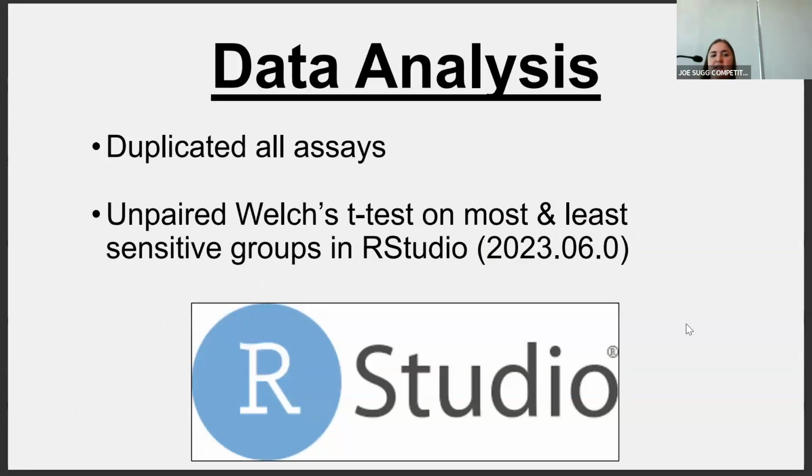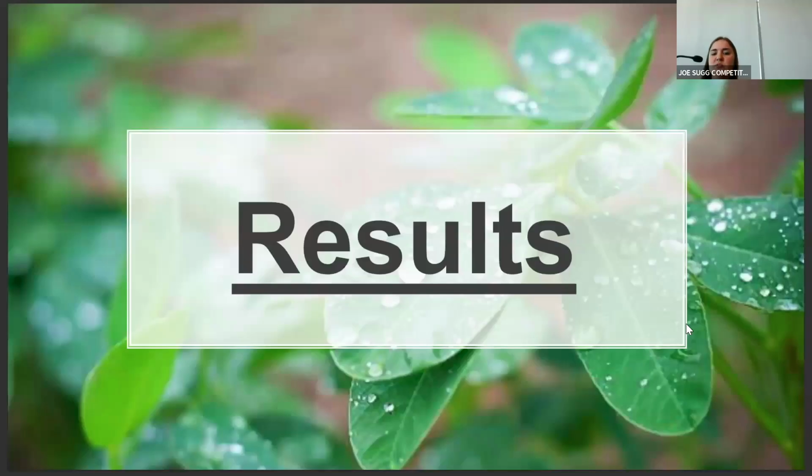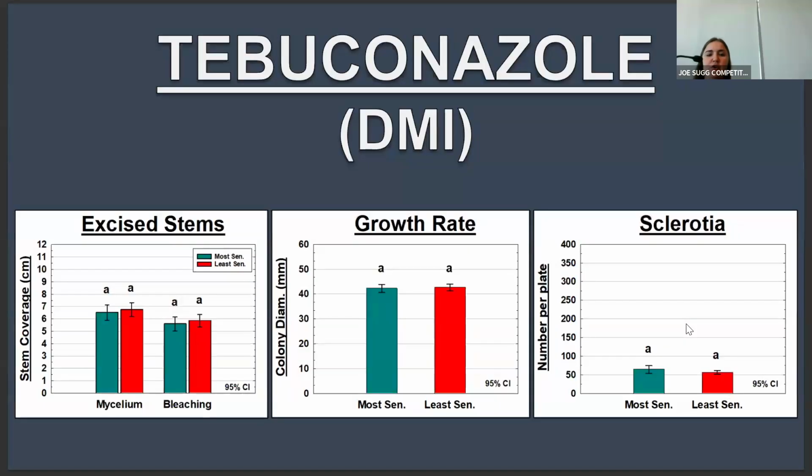I analyzed my data in R using an unpaired Welch's t-test on my most and least sensitive groups, and I did duplicate all assays. So for my results, I'm going to show you a variety of graphs for 2 objectives today. And to keep things a little bit simple, I'm going to show all of my most sensitive isolates in the blue bars, and the red will be my very least sensitive isolates. And I'll also be showing 95% confidence intervals.